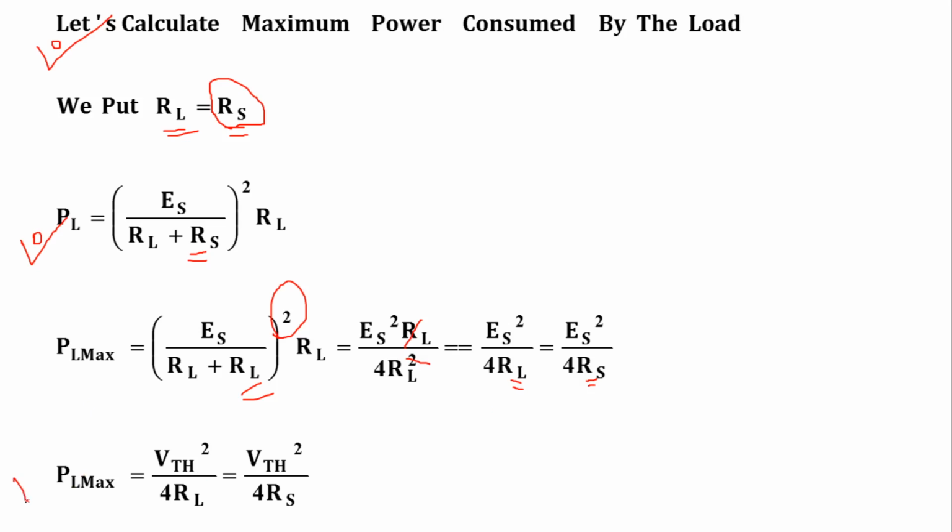So for maximum power, we can replace this ES by Thevenin's equivalent voltage. So it becomes VTH square upon 4RL, or you can say VTH square upon 4RS. So this is the equation for maximum power transfer from source to the load. It is equal to VTH square upon 4RL or VTH square upon 4RS.